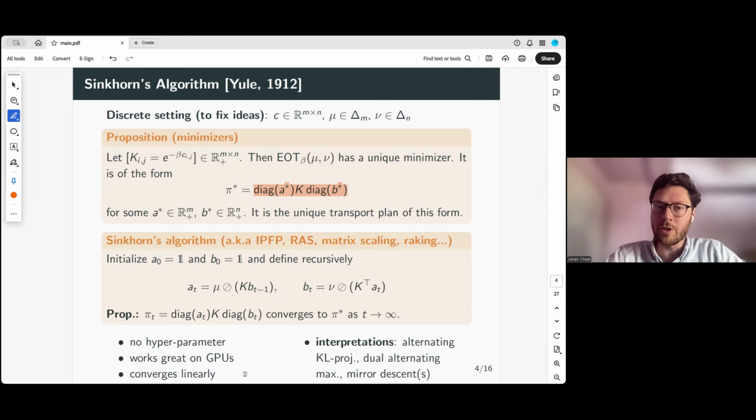There are many optimization interpretations of this algorithm, so you can interpret it as alternating Kullback-Leibler projection on the transport plan set. You can also see it as an alternating maximization on the dual. And there are also several mirror descent interpretations of this algorithm. The use of these interpretations is mostly theoretical. It gives us tools to study this algorithm. Okay, so this is the algorithm that we will study in this talk. Do not hesitate to interrupt me if there is a question about the settings. So far, I was just introducing our context.